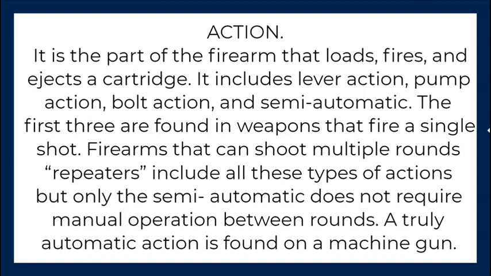1. Action. It is the part of the firearm that loads, fires, and ejects a cartridge. It includes lever action, pump action, bolt action, and semi-automatic. The first three are found in weapons that fire a single shot. Repeaters are firearms that can shoot multiple rounds. Repeaters include all these types of actions, but only the semi-automatic does not require manual operation between rounds. A truly automatic action is found on a machine gun.